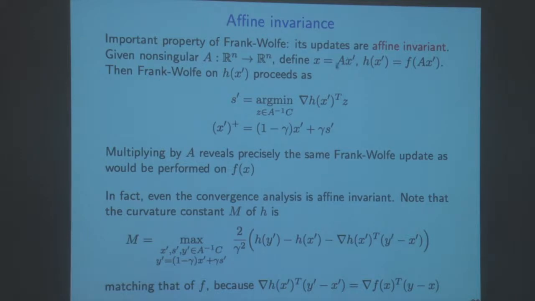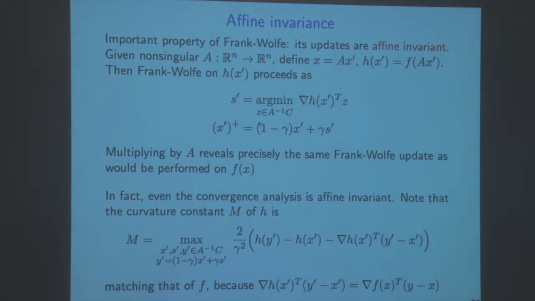let's define a new coordinate system x prime based on a non-singular transformation A, so an invertible matrix A. I'll think about doing Frank-Wolfe on x prime rather than on x. And I'll think about a new function, h of x prime, which is f of A times x prime. In this new coordinate system, Frank-Wolfe would proceed according to these two updates. It would find the minimizer of the gradient of our function at our current point, transpose z, subject to z being in the proper constraint set.